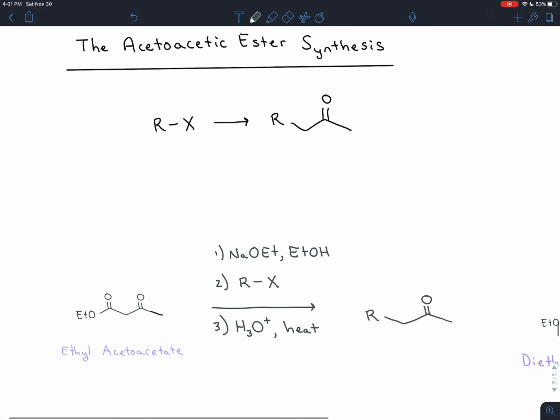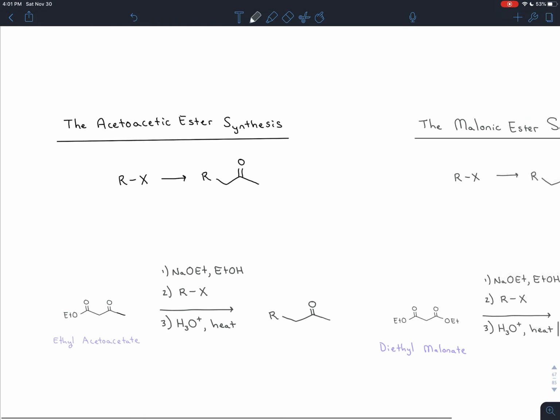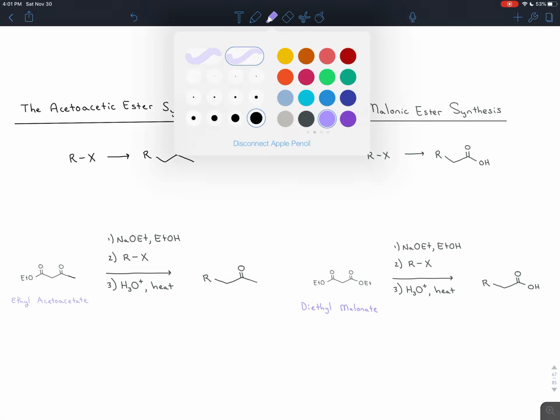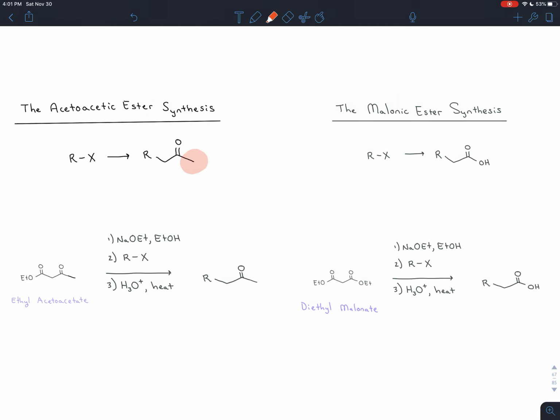Okay, well, if you compare that to the malonic ester synthesis, you'll see they're really, really similar. The only difference, notice, is you have a methyl group instead of an OH in terms of what you're making. So you're making a methyl ketone rather than a carboxylic acid. Notice how similar these recipes are. The first steps are the same, the second steps are the same, the third steps are the same.